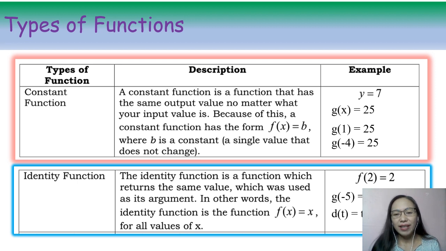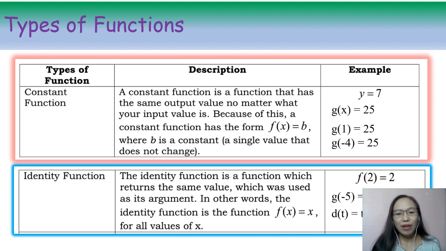So you have there under example, y equals 7. Or in other forms, you may have f of x equals 7. Whatever x value, y will always be 7, or f of x will always be 7. You have another example, g of x equals 25. Since it's a constant function, g of 1 is also 25, and g of negative 4 will also be 25. So that's the constant function. There's only one value, the constant.